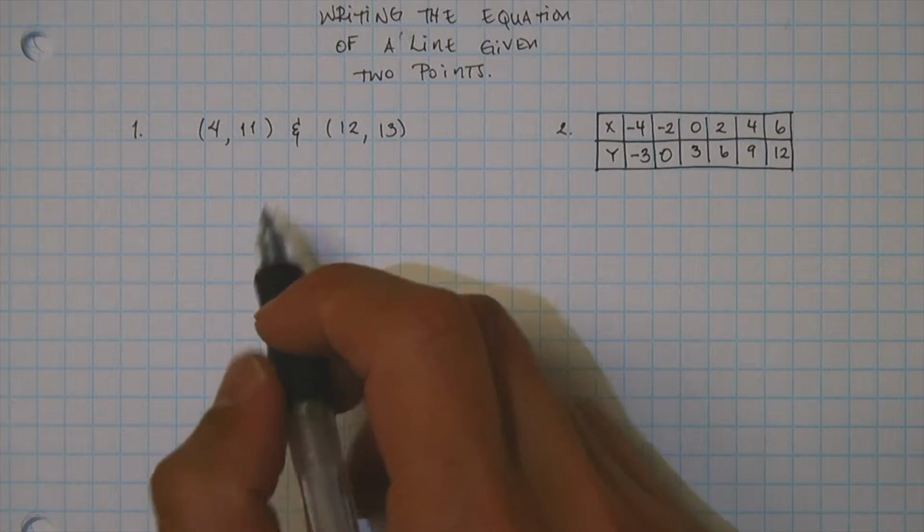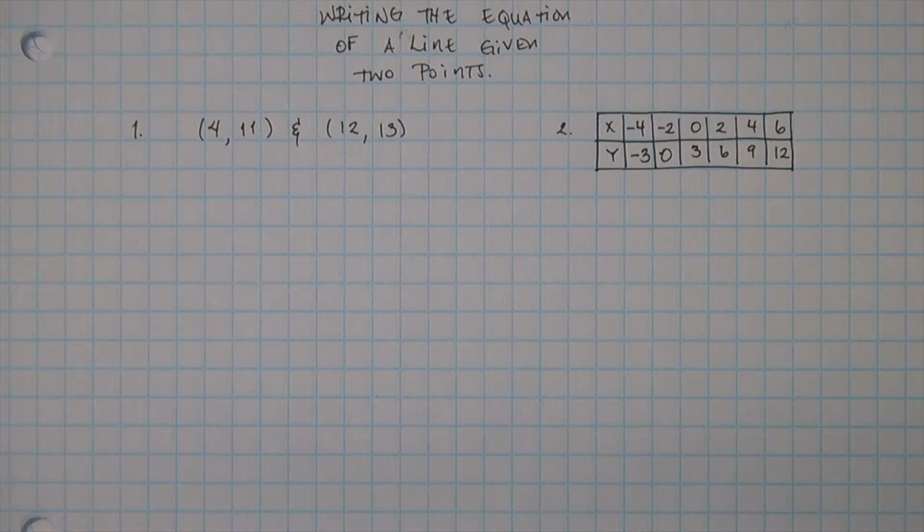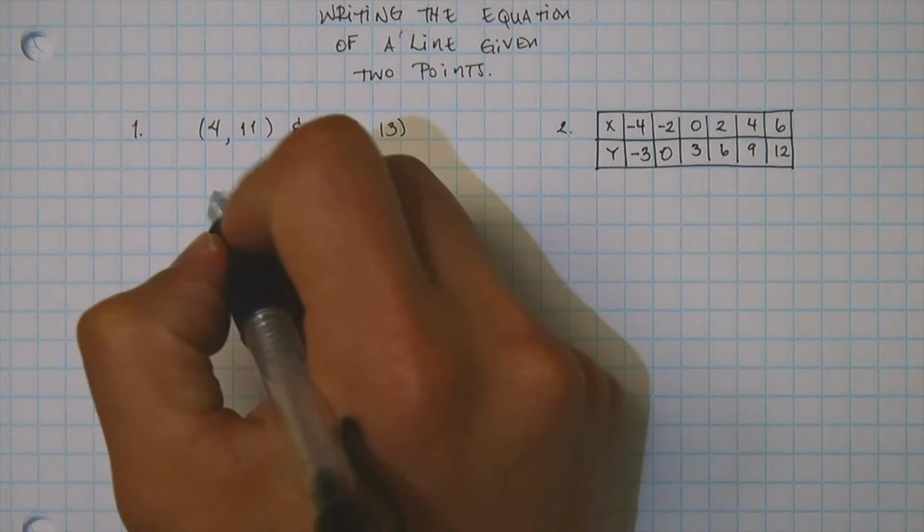Hey guys, I want to go ahead and talk about writing the equation of a line given 2 points. I know you guys have done this before, but I just want to go over it real quick.